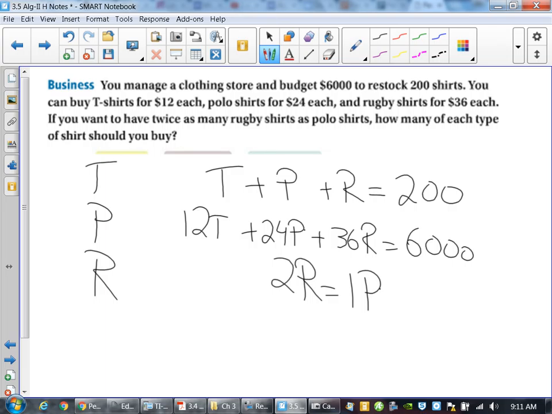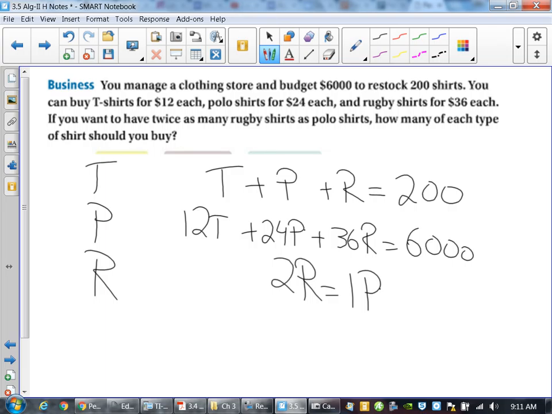Do you have enough information now to solve the problem? Do you see how you're going to use a substitution for P in the other two equations, combine them, and then solve a quick system of equations with two variables? And that's how this works.